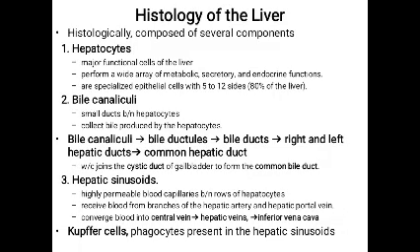Histology of the liver. Histologically, it is composed of several components. These are: 1. Hepatocytes, 2. Bile canaliculi, 3. Hepatic sinusoids.